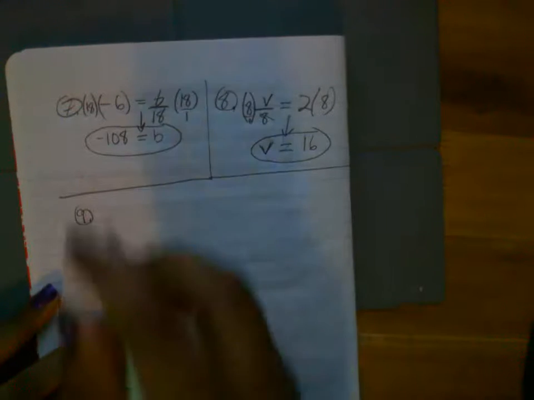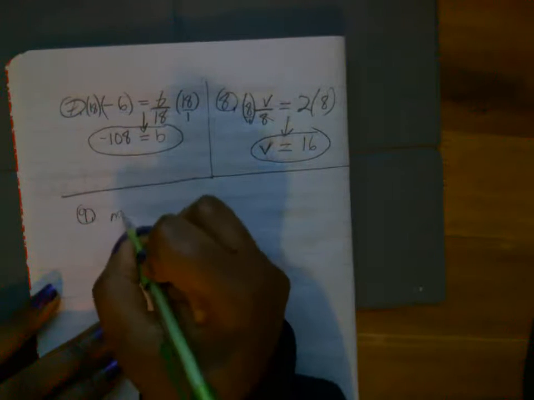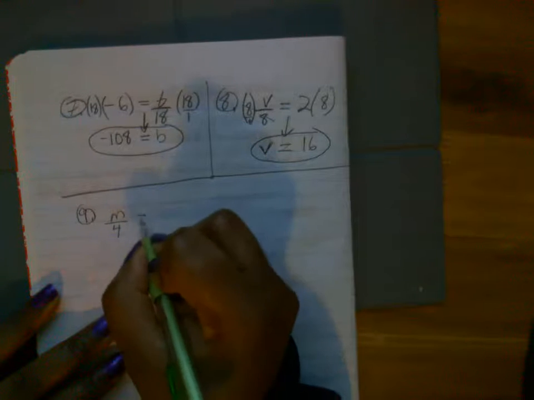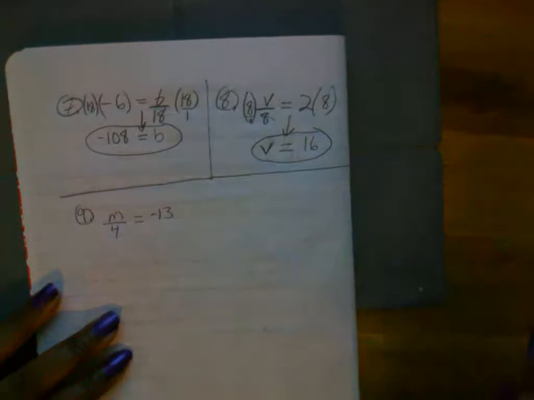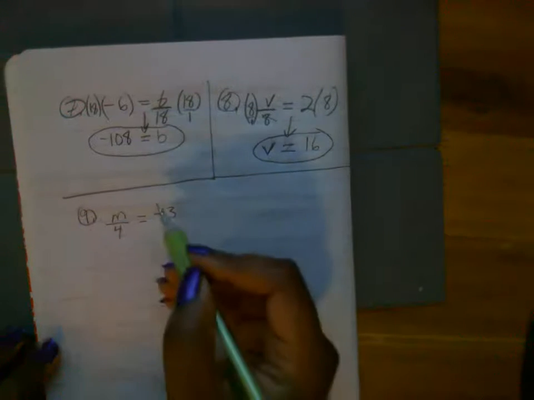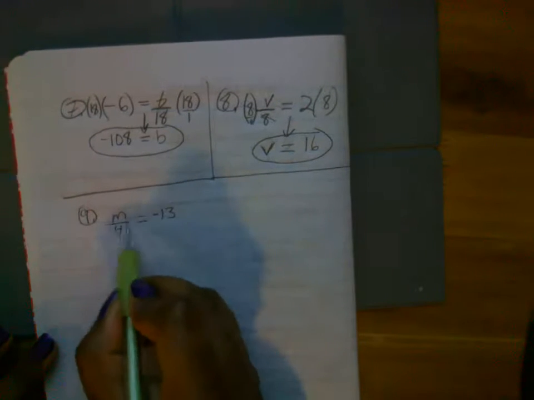See if you can do this one. We have m divided by 4 is equal to a negative 13. See if you can do this one on your own. Here we go. Here again, this is division.